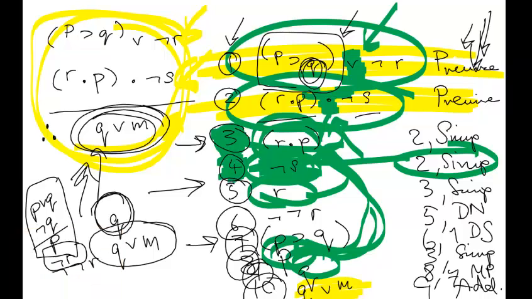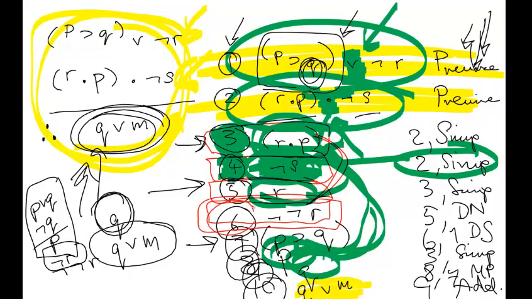Okay. So we've got R and P on line 3 by simplification. We've got on line 4 not S by simplification. On line 5 we've got R again by simplification from line 3. Now we've got not R, and this is where some strategy came in. So I used some strategy.